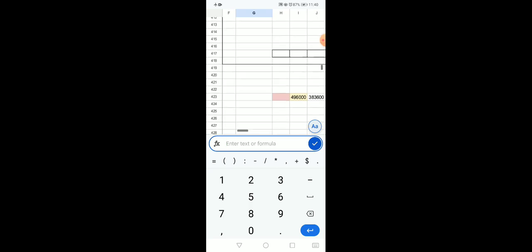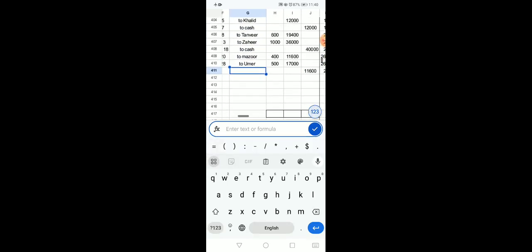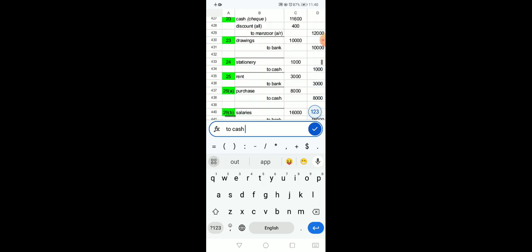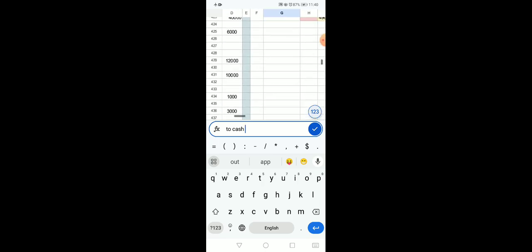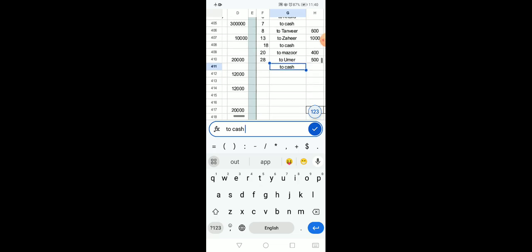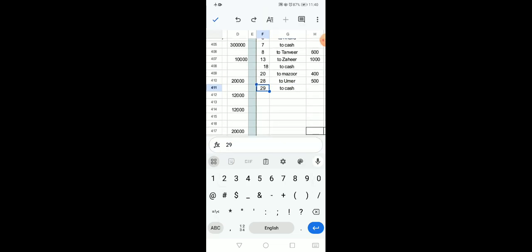Reference is to cash, which is written on the opposite side. Now see the date of this entry, which is 29. Write down 29 in the date column. In this way, half of entry 29 has been completed. There were two elements. Bank is posted on the debit side. Now cash would be posted on the credit side.